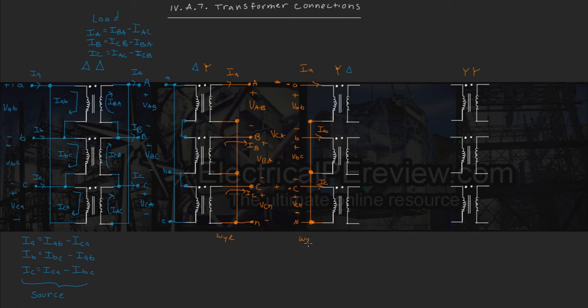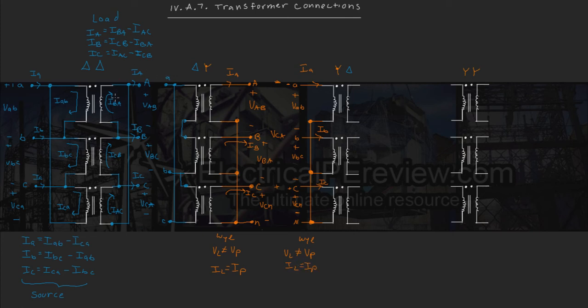And again, since this is a Y, our line-to-line voltages are not going to equal our phase voltages. But our line currents are going to equal our phase currents. Okay, let's move on to our load delta.